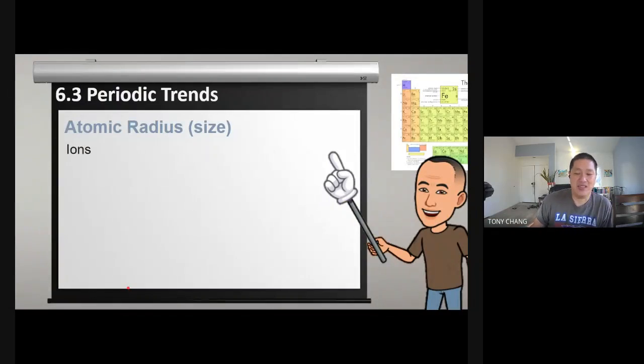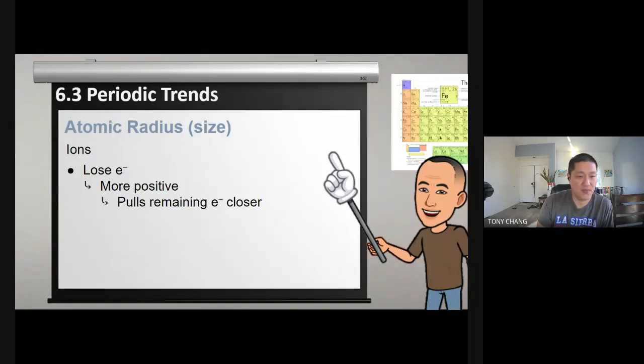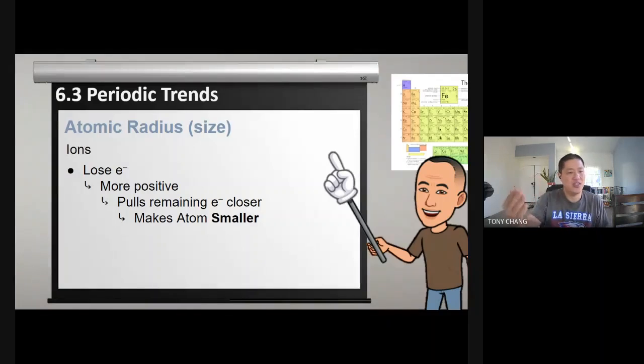Now let's talk about ions. What happens with atomic size with ions? When you lose an electron, let's think about what's happening here. When you lose an electron, it becomes more positive. If you become more positive, then you're sucking in the remaining electrons more. You're pulling them in closer, and that makes the atom smaller.